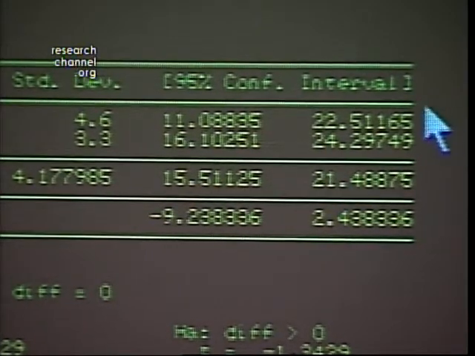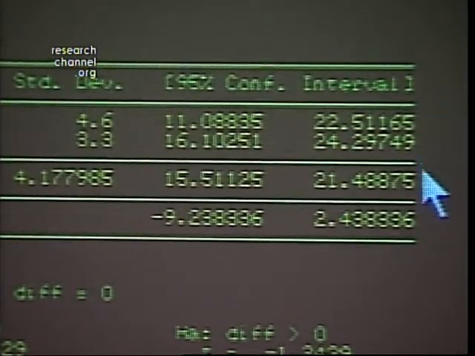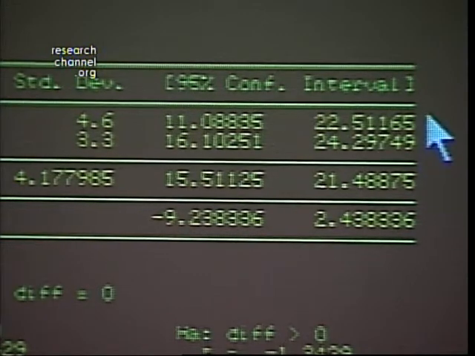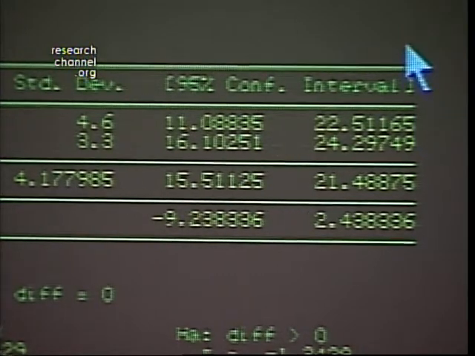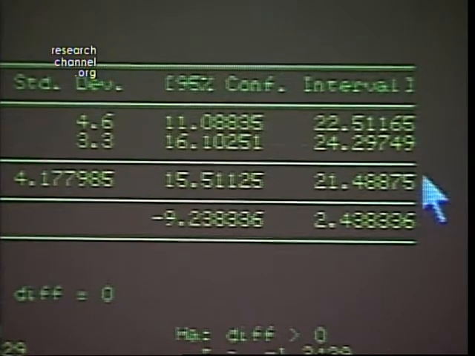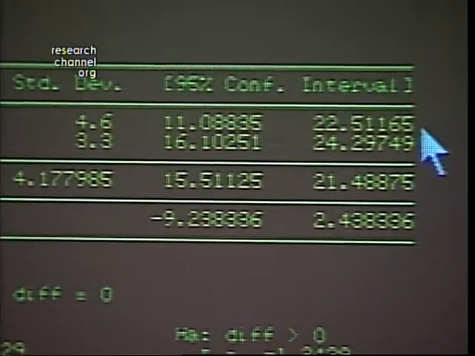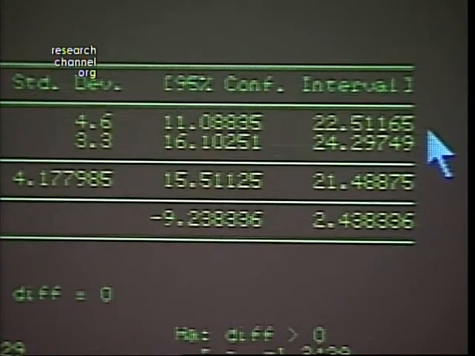So if I did nothing more than compare these 2 confidence intervals, what would you conclude regarding whether or not mean anxiety score is the same or different in the 2 groups? They're the same because they overlap. So based on this overlap, we'd conclude that they appear to be the same.